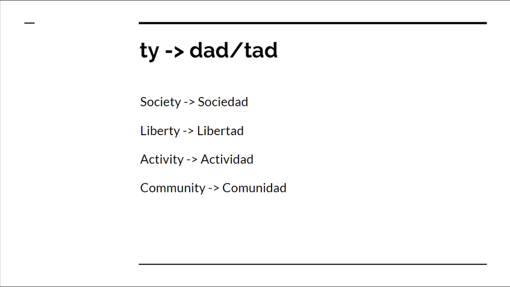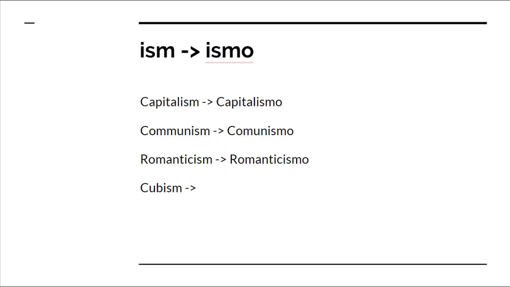So the next little rule that we are going to learn is words in English that end with ism. Almost always in Spanish, they end with ismo. And for this, you have words such as capitalism. In Spanish it is almost exactly the same. Capitalismo, you just add the ismo at the end. Capitalism, capitalismo. Communism, in Spanish, is comunismo.